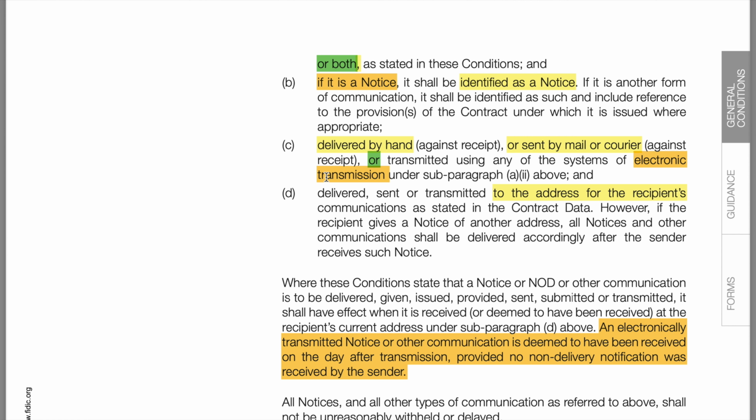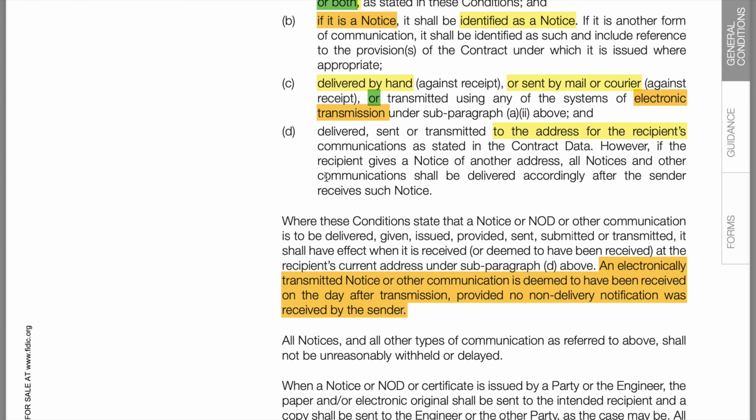Where these conditions state that a notice or notice of dissatisfaction or other communication is to be delivered, given, issued, provided, sent, submitted, or transmitted, it shall have effect when it's received, obviously, or deemed to have been received, at the recipient's current address under subparagraph D above. An electronically transmitted notice or other communication is deemed to have been received on the day after transmission, provided no non-delivery notification was received by the sender. This makes sense, and most communications are nowadays transmitted electronically, of course.